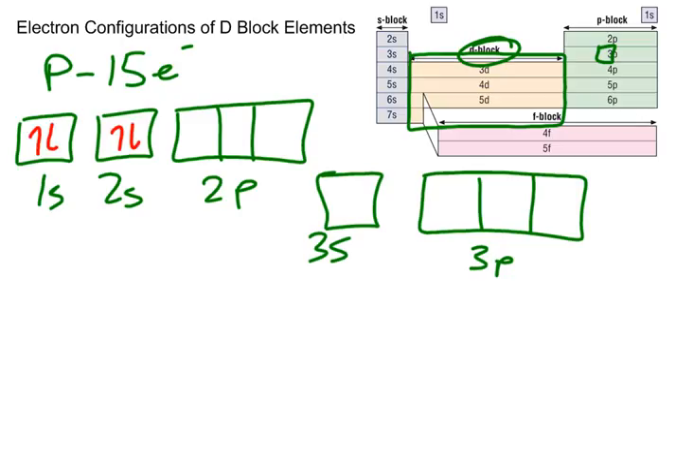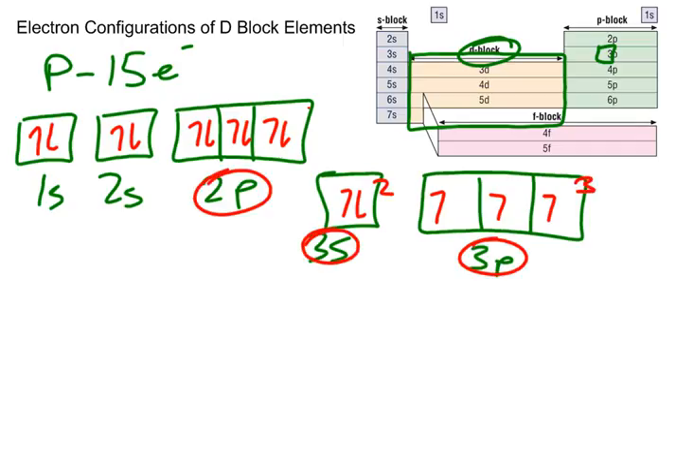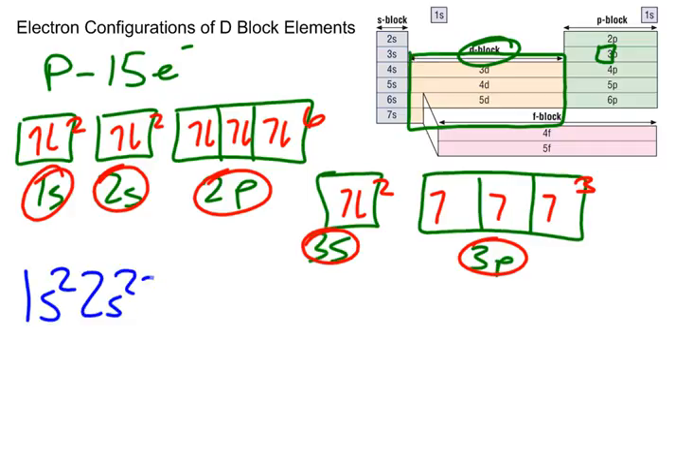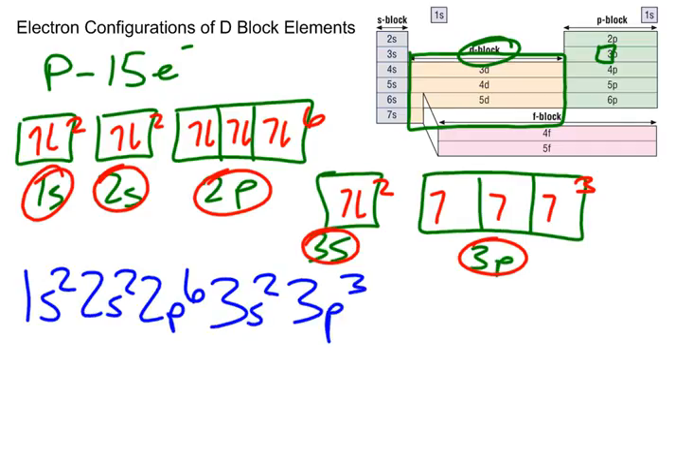1, 2, 3, 4, 5, 6, 7, 8, 9, 10, 11, 12, 13, 14, 15. Okay, so there's my 15 electrons. Looking here, I have 3p and then 3 electrons here. I have 3s, there's 2 electrons, 2p, there's 6 electrons, 2s, there's 2, and 1s, there's 2. So my electron configuration is 1s2, 2s2, 2p6, 3s2, 3p3.